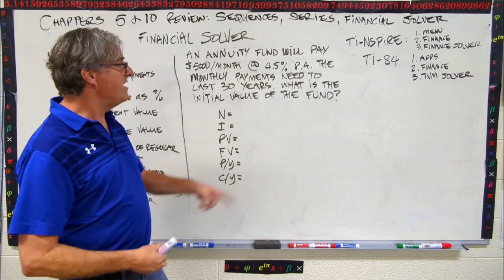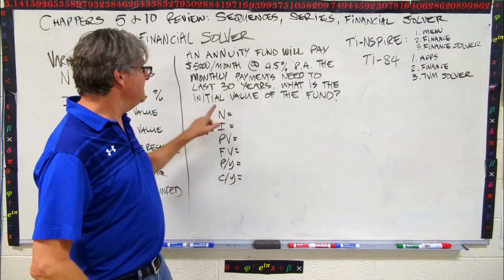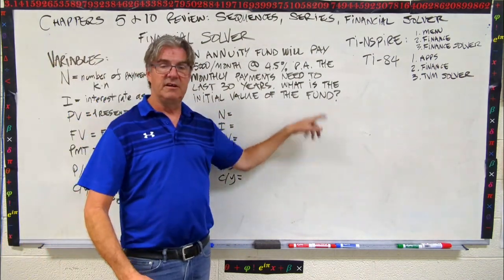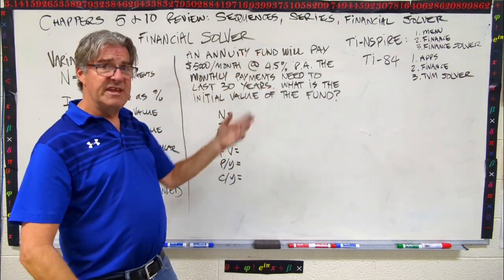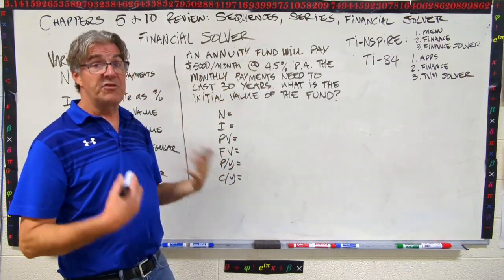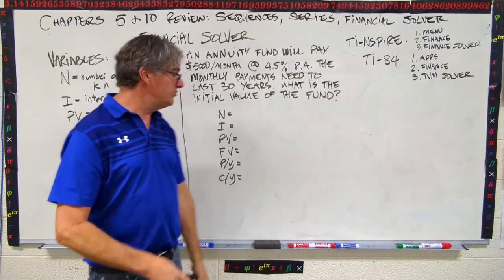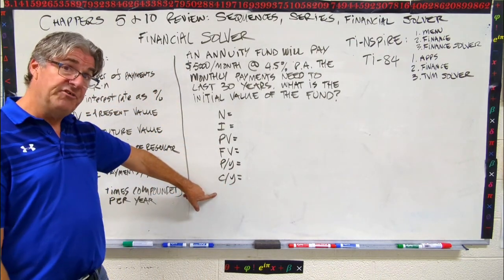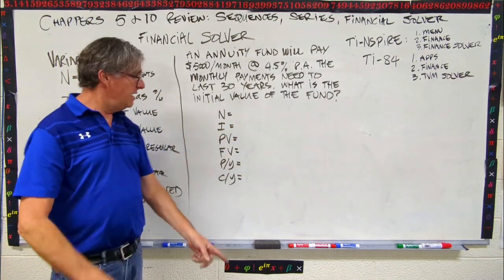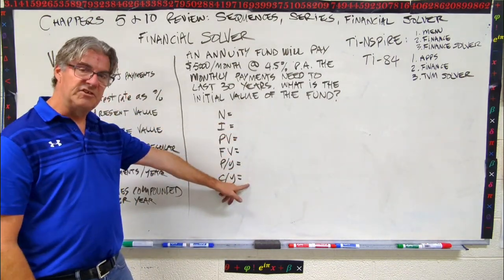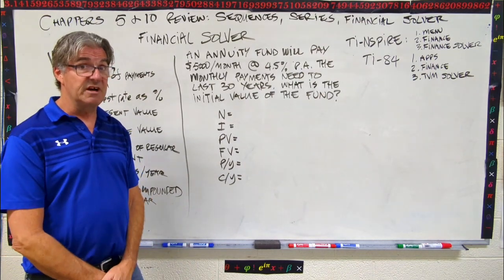So what they need to know now, or what we need to know, is what is the initial value of the fund? In other words, how much money do we need to shovel in here so that it will pay $5,000 a month for 30 years? So here we are at the crucial step. Here's the variables. I want you to pause the video, read the problem, think hard, and go ahead and populate these fields with what you think belongs there.